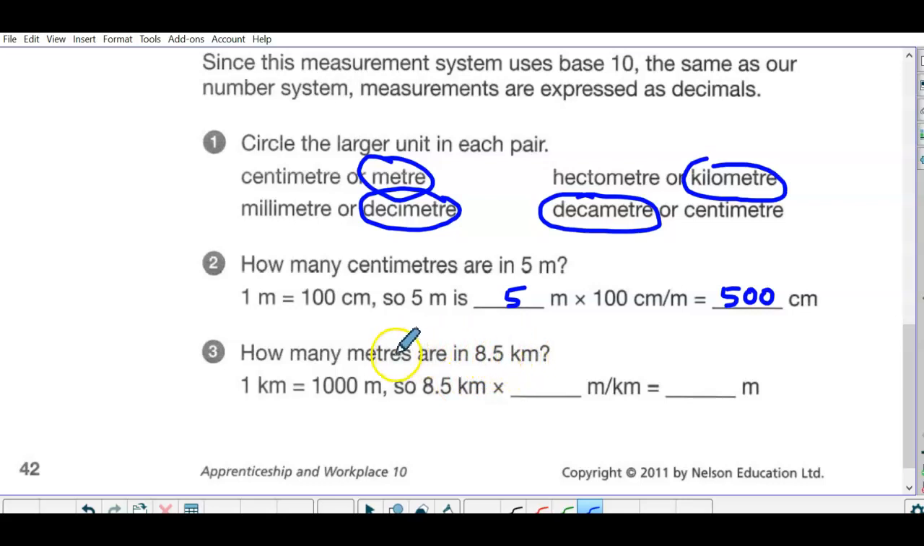How many meters are in 8.5 kilometers? So just think about the logic. A meter is smaller than a kilometer. So our number of meters in this is going to be a big number. There's 1,000 meters in a kilometer. So for each kilometer, we have to multiply by 1,000. That's going to move the decimal 3 to the right, so 8,500. Okay.